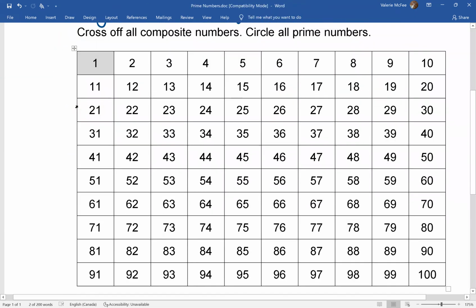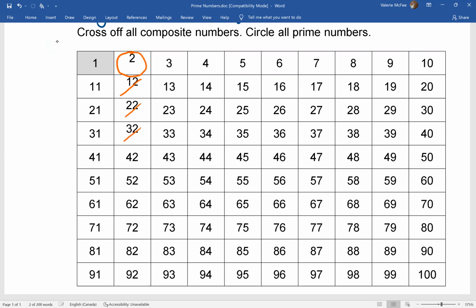So we have all of the prime numbers here, plus all of the composite numbers up to 100. We're asked to cross off all the composite numbers and circle all the prime numbers. Now, we've already said that 2 is a prime number, and in fact, 2 is interesting because it's the only even prime number. If 2 is the only even prime number, then I can cross off all of the other even numbers on this list.